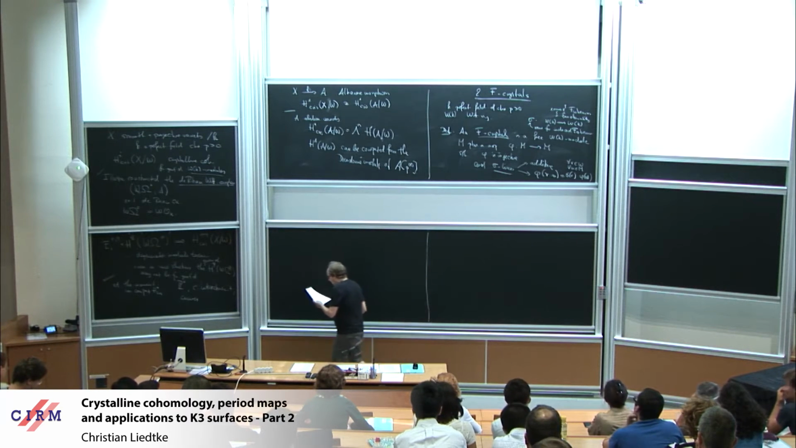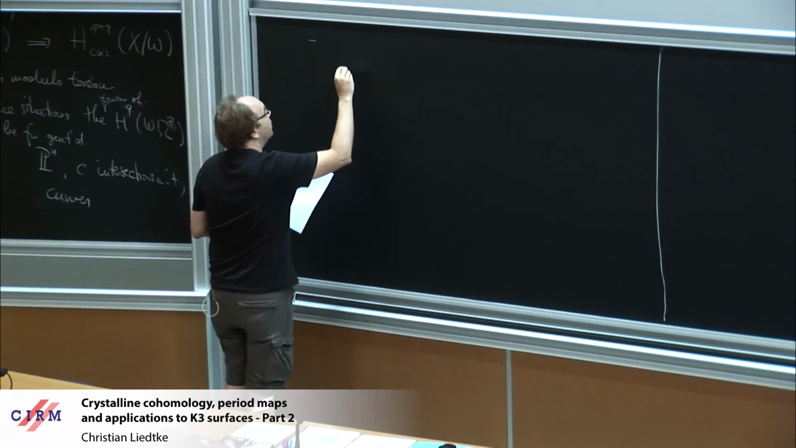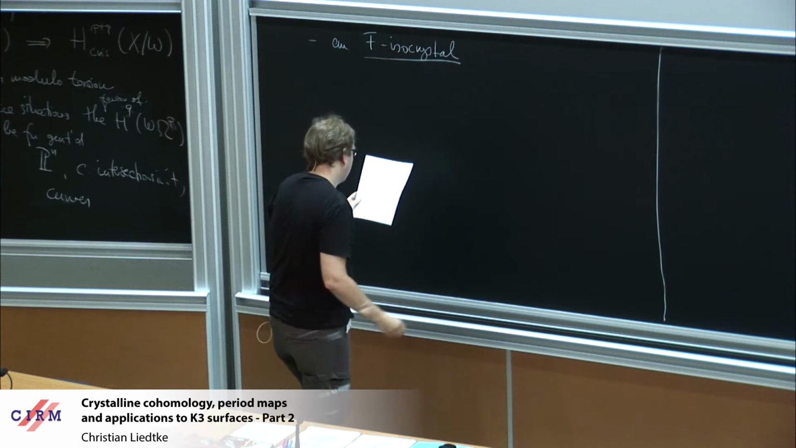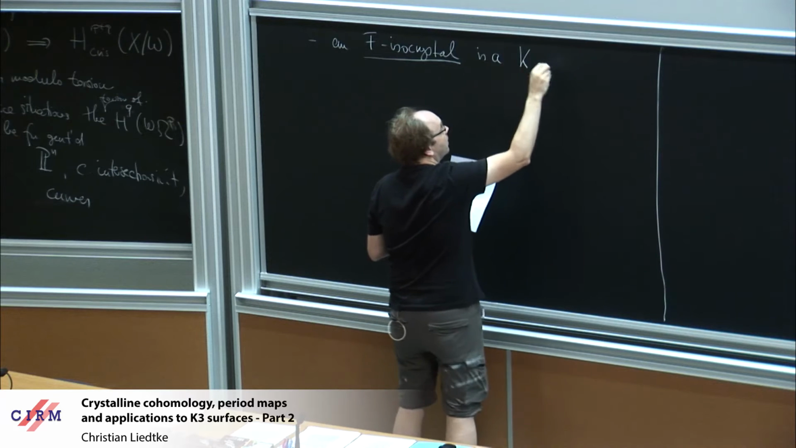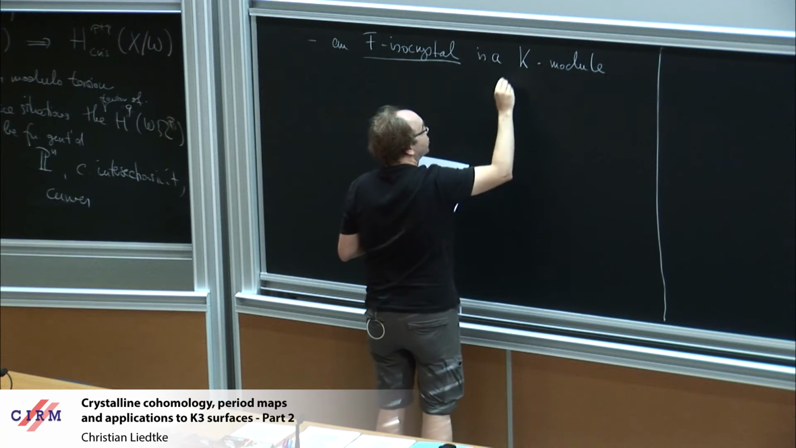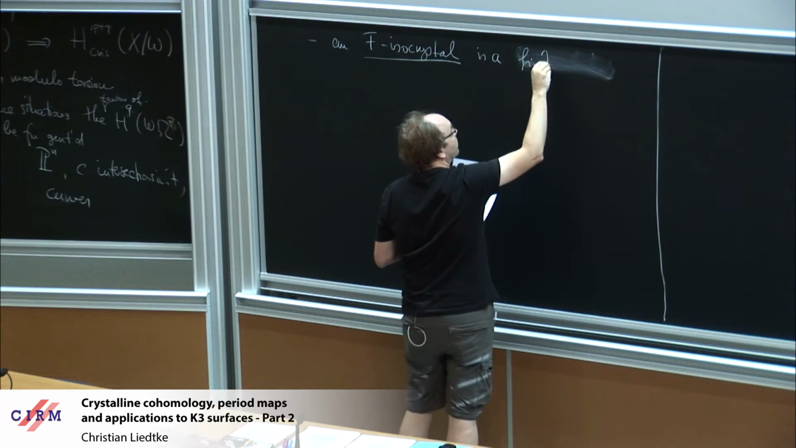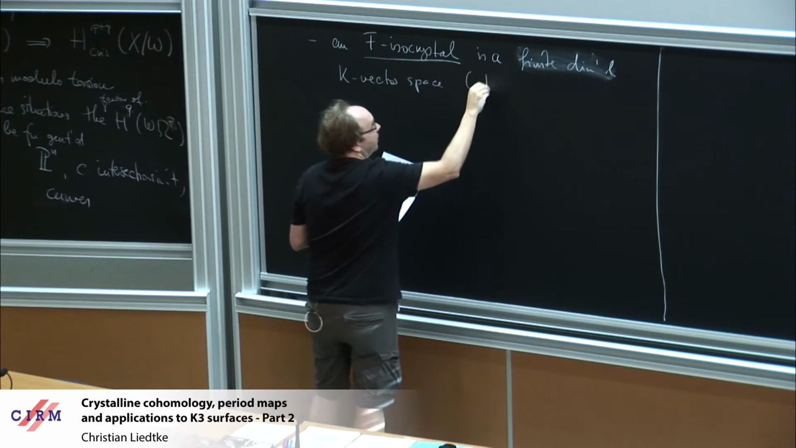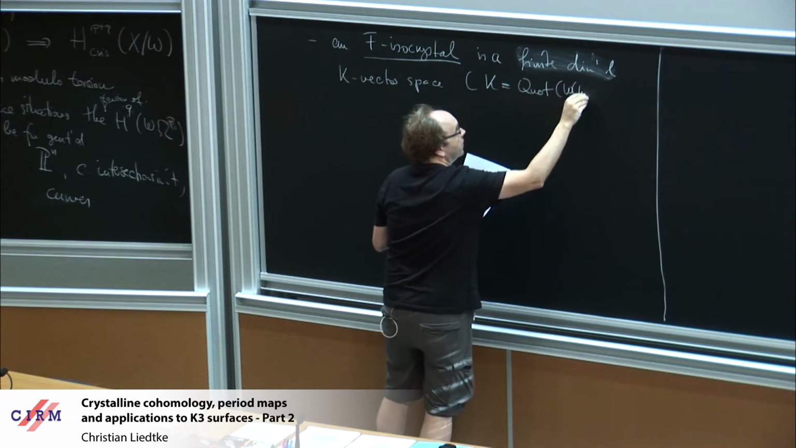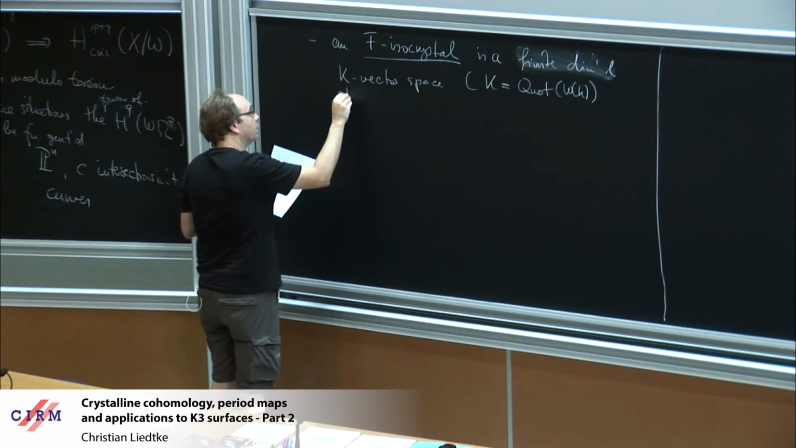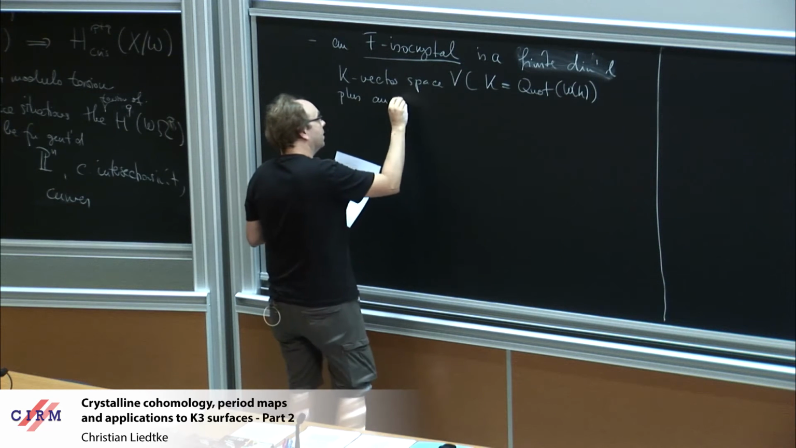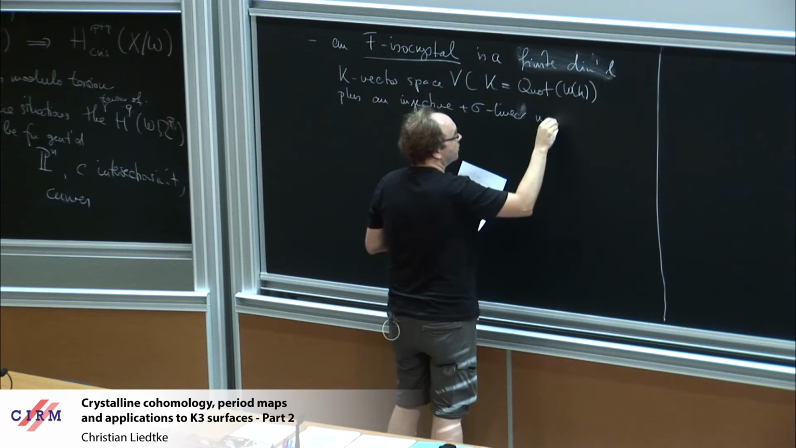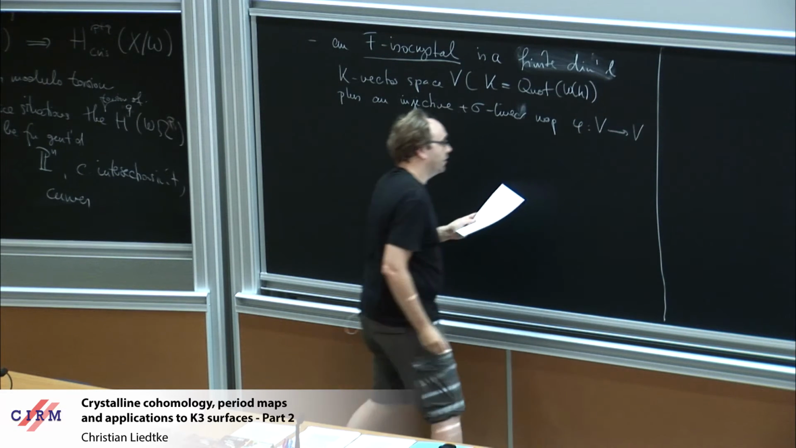Then let me continue the definition. An F-isocrystal is a finite dimensional K-vector space V, where K is the field of fractions of the Witt ring W, together with an injective sigma-linear map phi from V to V.